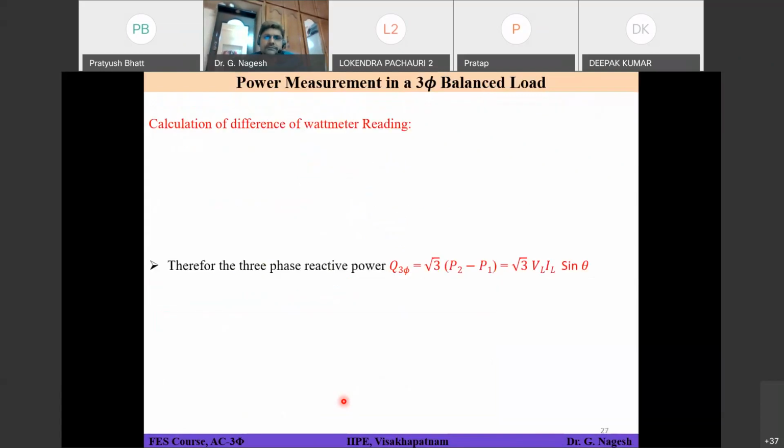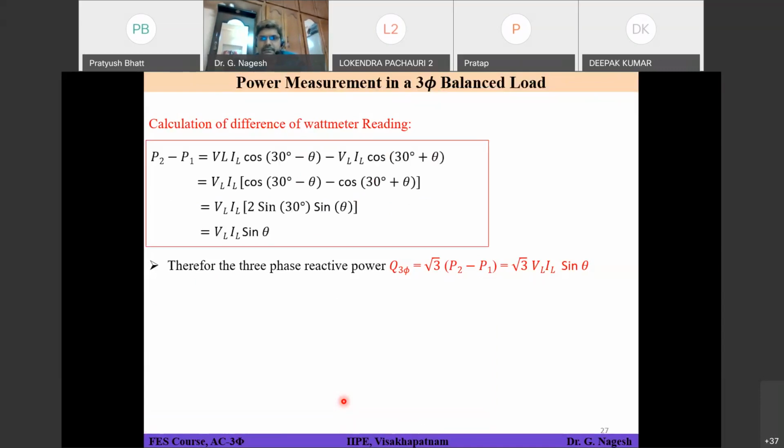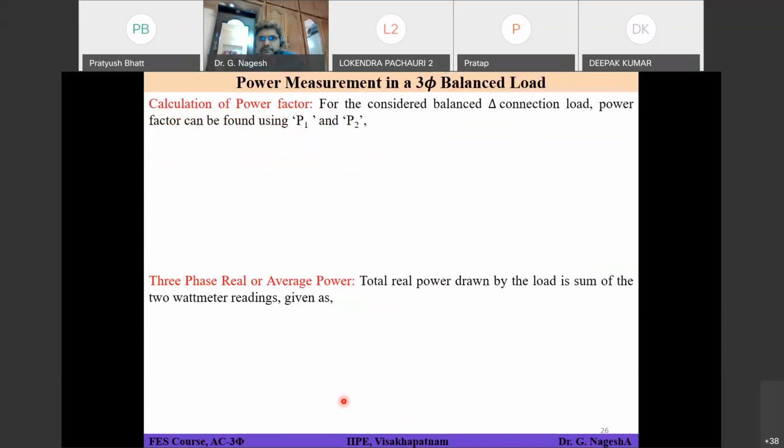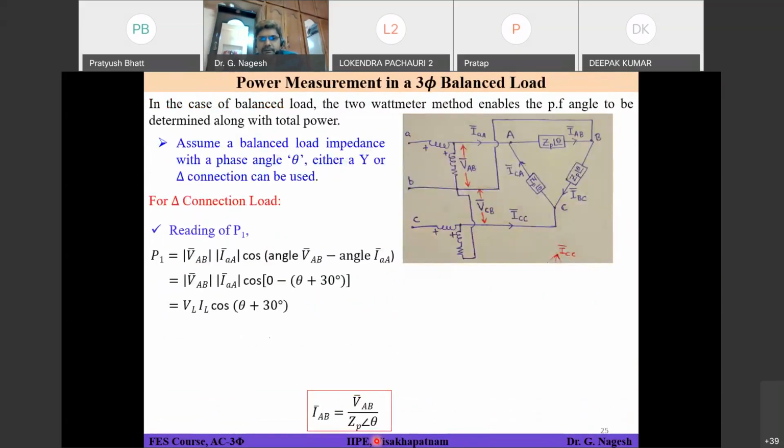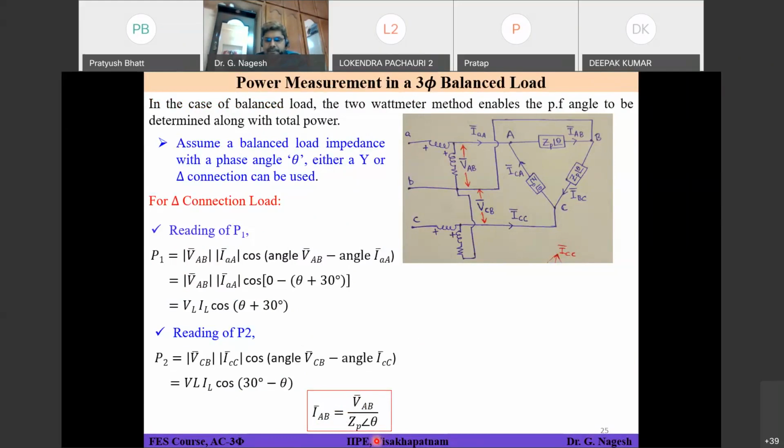Calculating the difference of the wattmeter readings. We have seen P1 plus P2 results in root 3 VL IL cos theta, which is nothing but the three-phase power. Now try to calculate the difference between the two wattmeter readings, that means P2 minus P1. You remember P2 is given as VL IL into cos of 30 plus theta or 30 minus theta? 30 minus theta, right. So P2 has 30 minus theta, and P1 has 30 plus theta. Try to find the difference between P2 and P1.